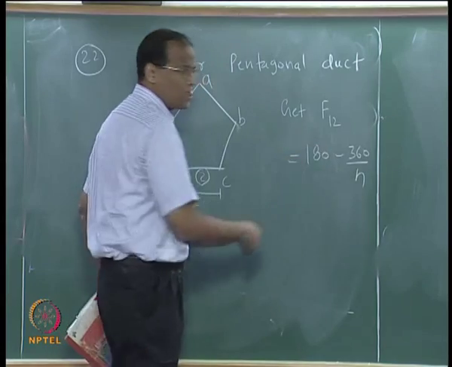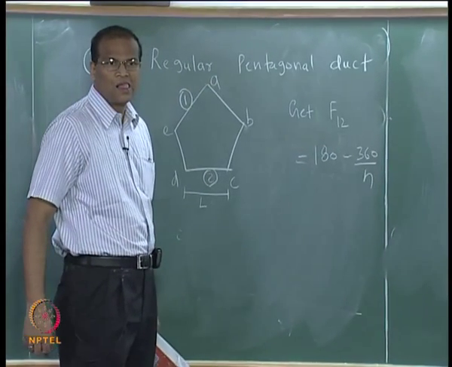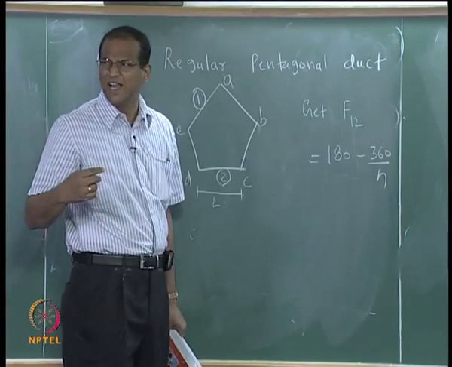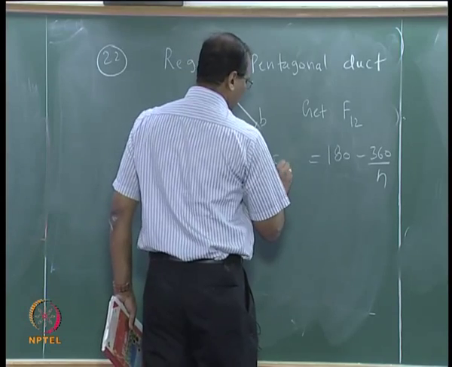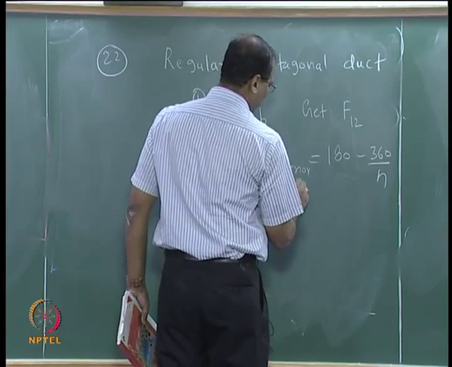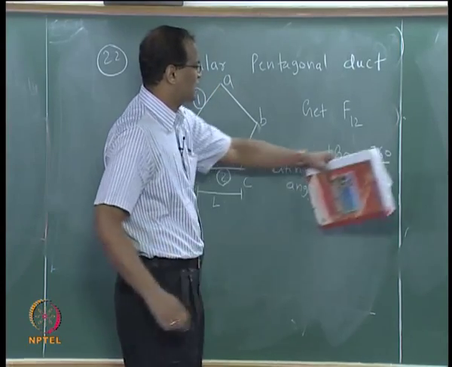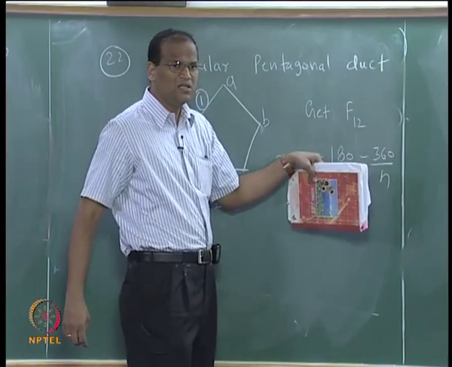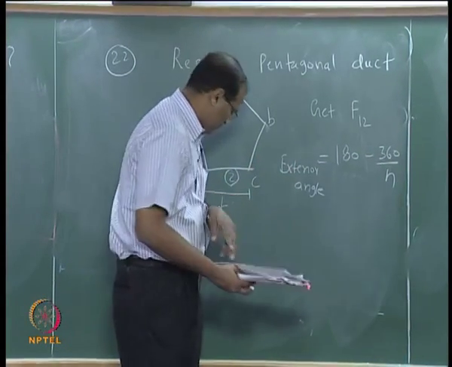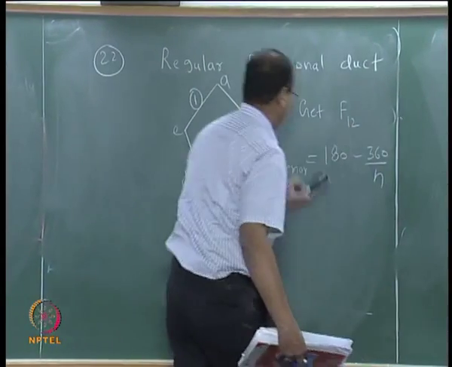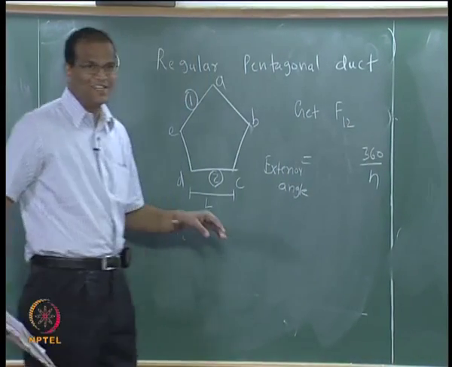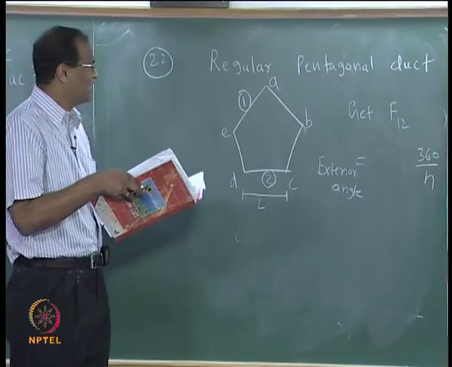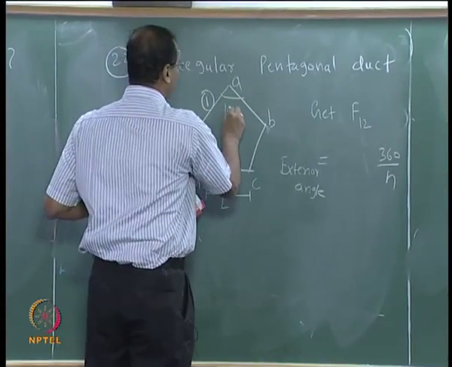What is this? So what is called exterior angle? Exterior angle. Okay. So the exterior angle for a pentagon is 360 by n, which is 72. Is that correct? Exterior angle is 360 by n, 72, therefore the interior angle is 108, each of these is 108.